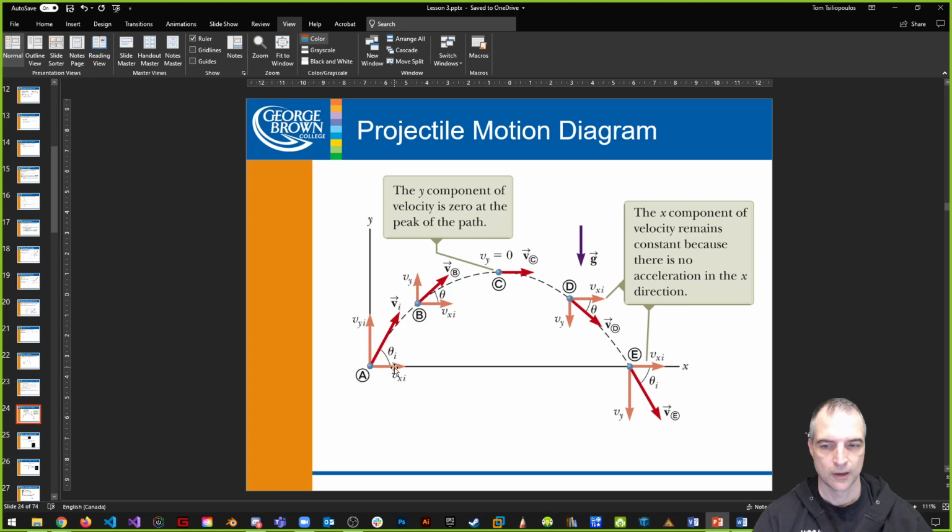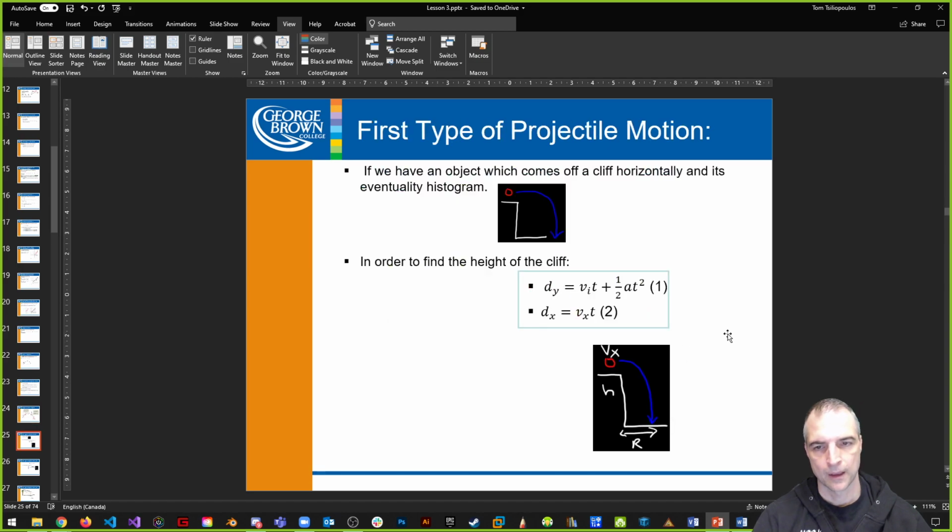Okay? So notice what's happening: the velocity vector on the y-axis is getting smaller and smaller until it reaches zero at the peak, or apex, of the motion, right? And then as it continues, the downward velocity due to gravity on the y-axis increases until it hits the ground. Parabolic, symmetrical motion.